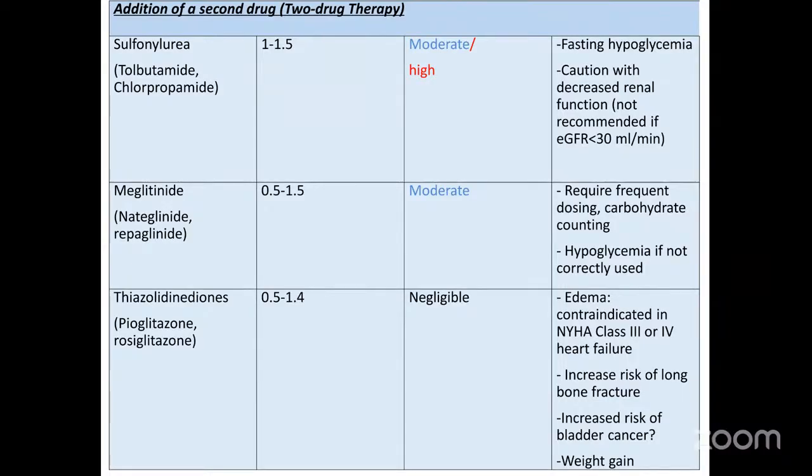And the last oral class of drug, we have thiazolidinediones. It causes a reduction in hemoglobin A1C by 0.5 to 1.4%. It does not cause hypoglycemia, but can cause edema, so it's contraindicated in heart failure stage 3 and stage 4. It can also increase the risk of long bone fracture, increase the risk of bladder cancer, and can cause weight gain.